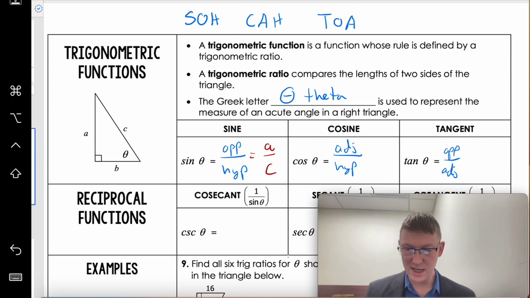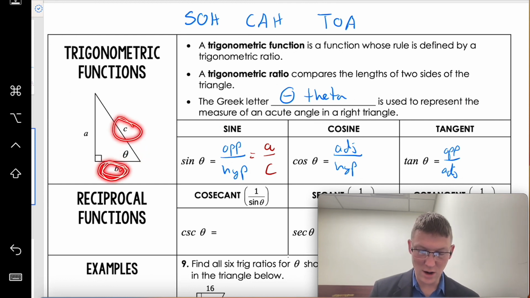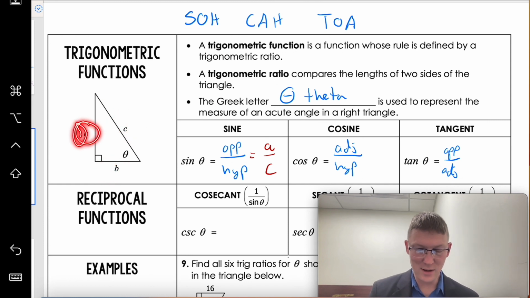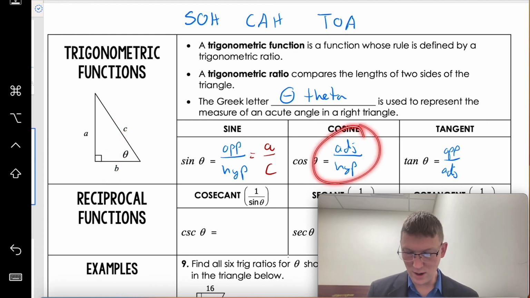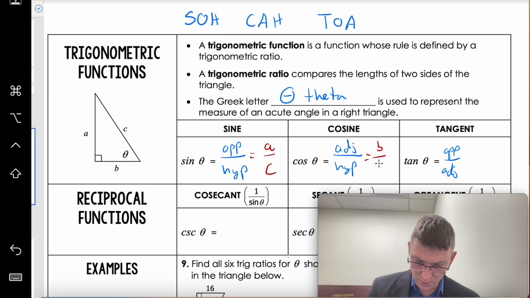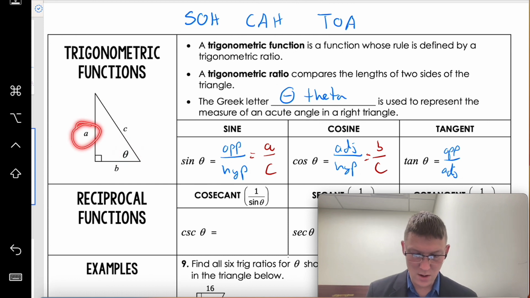So cosine is defined as adjacent over hypotenuse. So we've got cosine of angle. This is the adjacent, and this is our hypotenuse. So we've got opposite, adjacent. Our cosine is adjacent over hypotenuse. So in our triangle, that would be B over C. Last but not least, our tangent, so we've got our theta right here, is opposite over adjacent. So that's going to be like A over B.